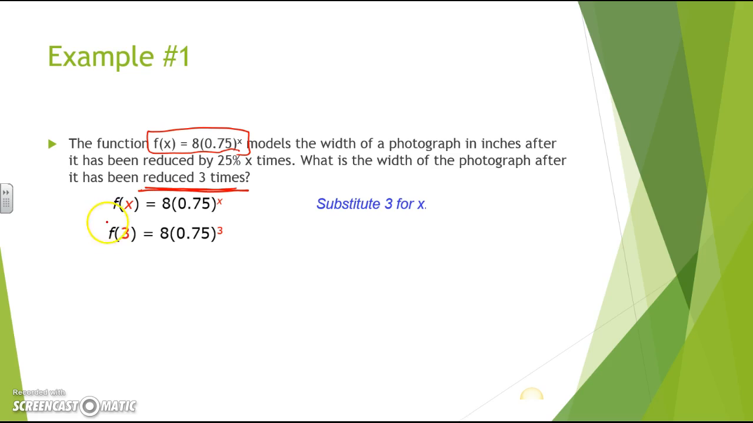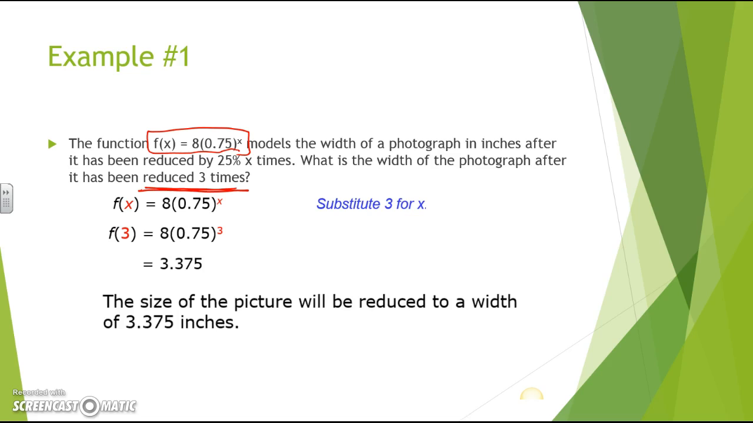So when you do that, it's going to be f of 3 equals 8 times 0.75 raised to the 3rd power. Now when you go to solve this on the calculator, you first have to multiply 0.75 raised to the 3rd power, get that answer, and then multiply it by 8. So when you simplify this down, it's going to give you 3.375. So the size of the picture will be reduced to a width of 3.375 inches. So that's a word problem using exponential functions.